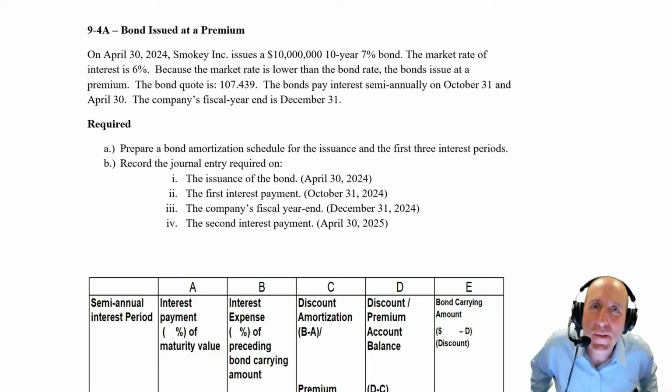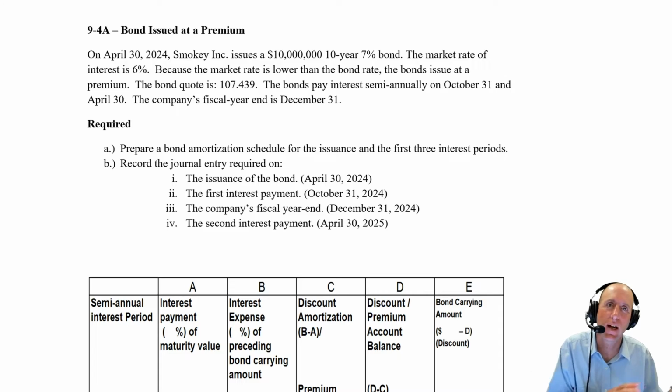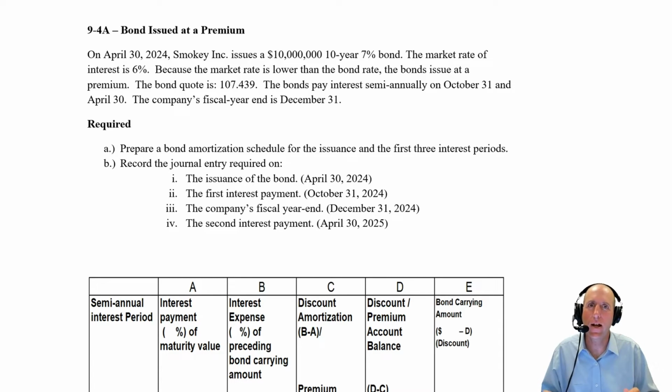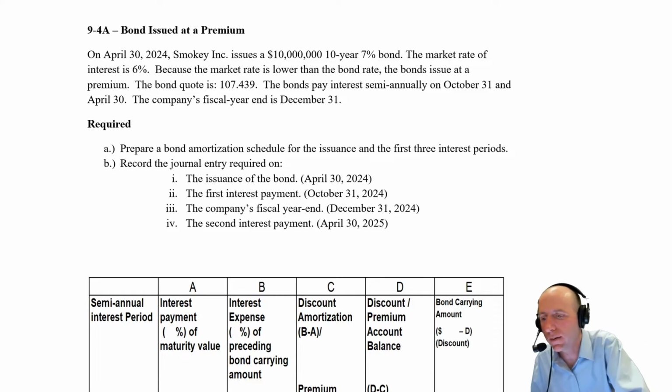Let's examine problem 9.4a. We've just been doing a couple of bonds issued at discounts. Now we're going to look at accounting for bonds issued at premiums. If you've understood the discount side, the premium side isn't much of a stretch. But if you haven't understood the discount side very well, this is your second crack at bonds, and maybe the premium side will help bring things into focus.